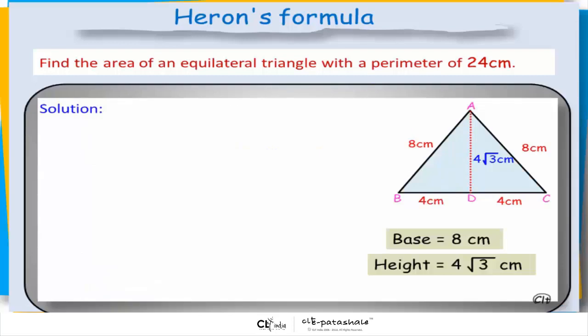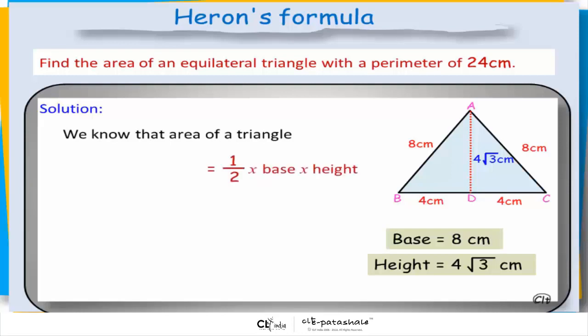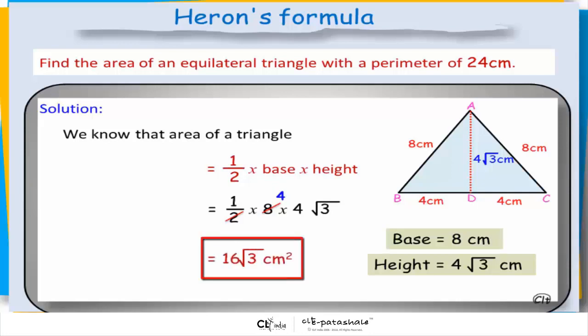Now, the base is 8 centimeters and the height is 4 multiplied by square root of 3 centimeters. We know that the area of a triangle is equal to half multiplied by base multiplied by height, which is equal to half multiplied by 8 multiplied by 4 multiplied by square root of 3, or 16 multiplied by square root of 3 square centimeters.